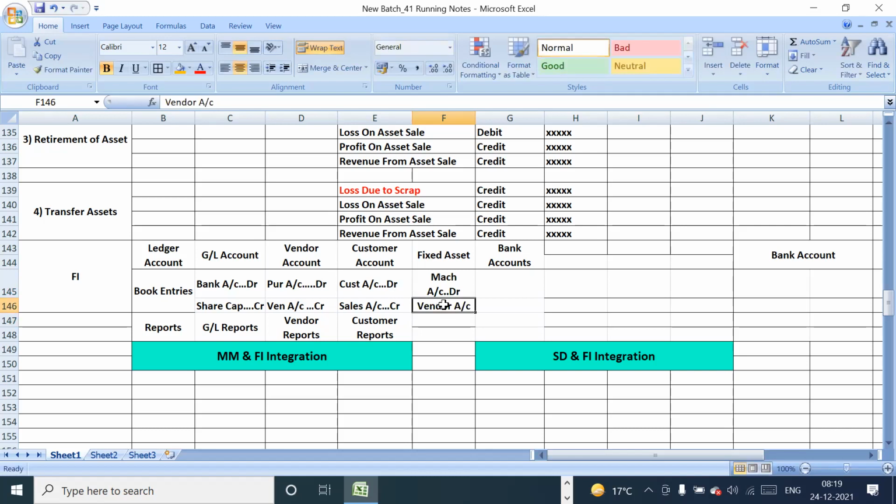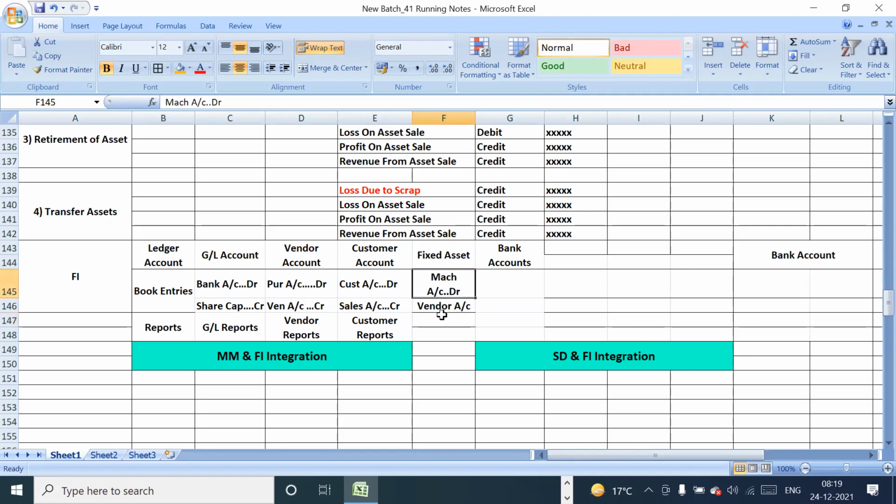Vendor account credit. Then similarly, do you want to see the fixed asset reports or not? Yes, we need to see whatever assets you are going to purchase, and what is the asset value. Like this, I'm going to buy 10 machineries, or 20 machineries, or 100 machineries. So monthly, you want to see what the fixed asset report is.